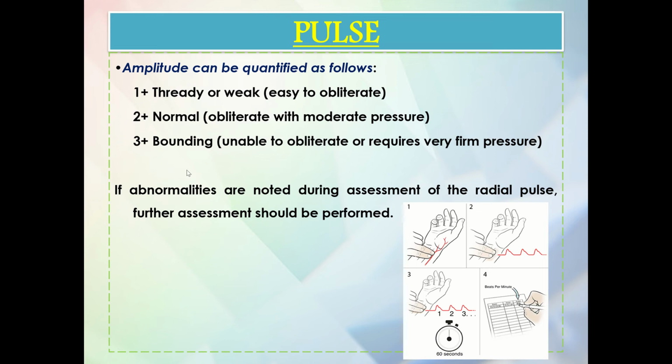Okay, so it depends on your institution kasi I have seen other references na yung kanilang documentation for the amplitude is up to number 4. So you have to refer to your institution kung ano yung guidelines nila when it comes to documenting the amplitude of the pulse taken. In some references, ito yung ginagamit niya. So 1 is for thready or weak, 2 is for normal, and then 3 is for bounding. So again, refer to your institution or agency protocol.